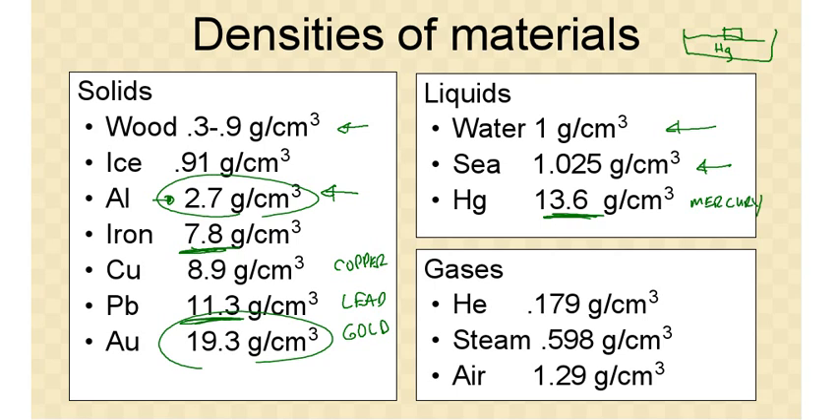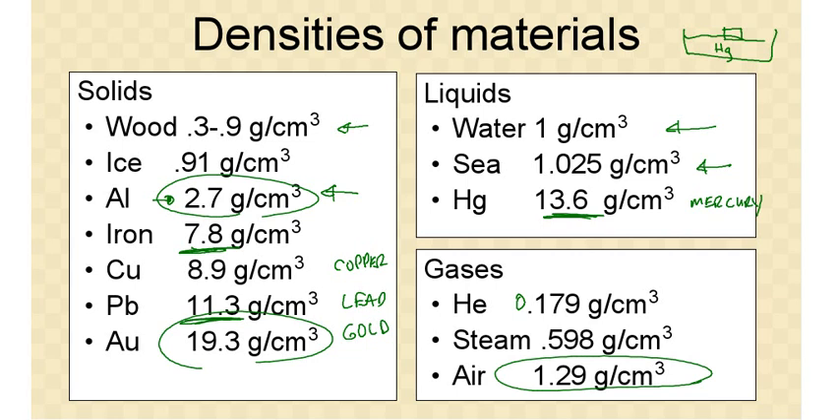On the gases at the bottom, you can see these are very small numbers, right? 0.179 grams per cubic centimeter. Air, this is an important one here, 1.29 grams per cubic centimeter. And so things vary differently.